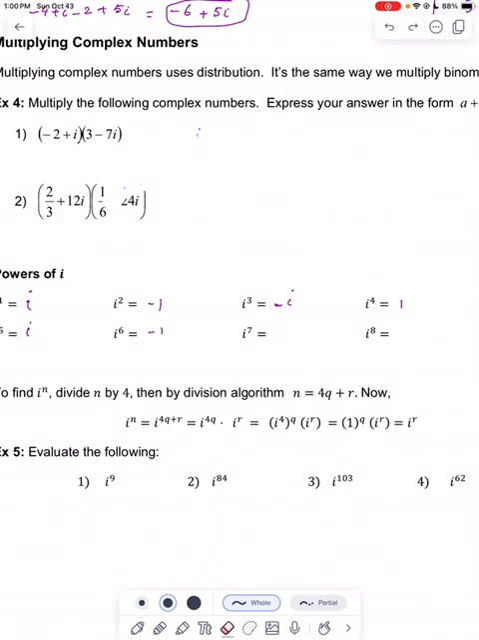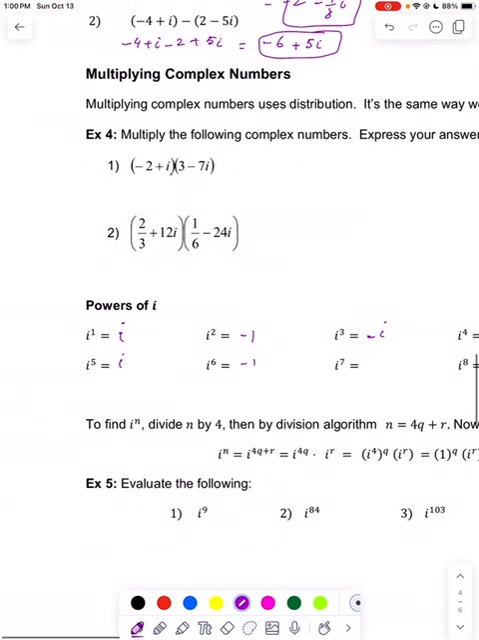Yeah, so let's start over. So we have negative 2 times 3 is negative 6. Then negative 2 times negative 7i will be plus positive 14i. And then the second term of the first complex number, so i times 3, so I get plus 3i. And then i times negative 7i gives me negative 7i squared.